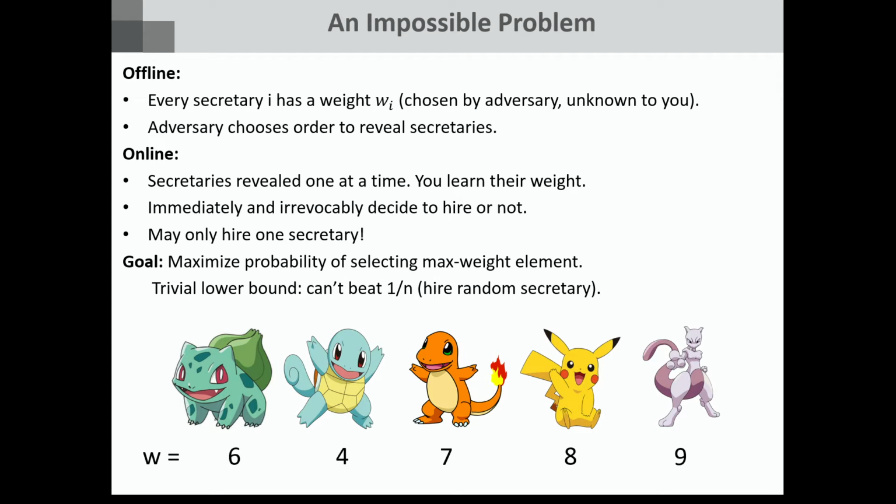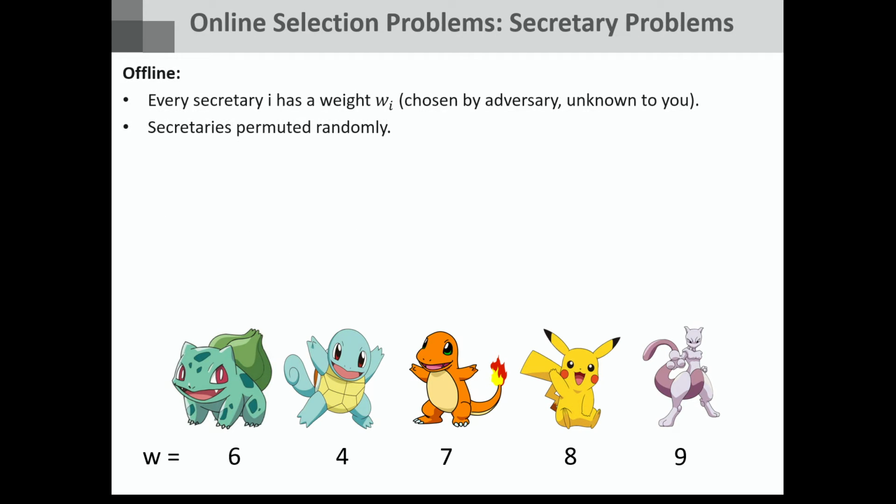Okay, it's not too hard to see that if this is the model you're working in, then the best thing you can do is just hire a random secretary. The point is that we don't actually learn anything about what are good algorithms to do online selection problems. So we have to change something. One way to change the model is to take away the adversary's power to choose an ordering. Maybe the adversary still chooses the weights, but the secretaries are permuted randomly before they're revealed.